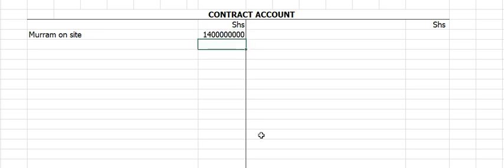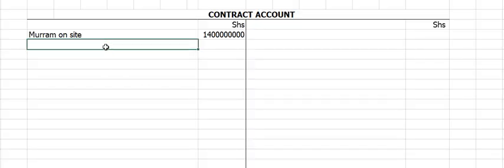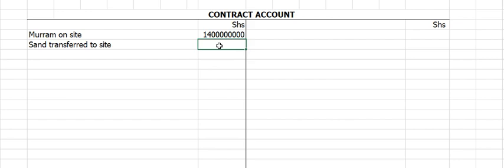175,000, giving us that. I think that is 1.4 billion. Then the other item to debit, sand transferred to site. This is a material which they will use. Sand transferred to site. That is a debit.